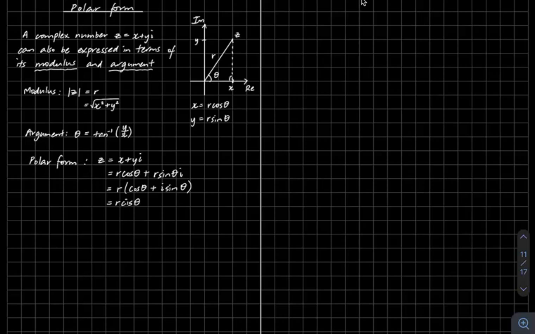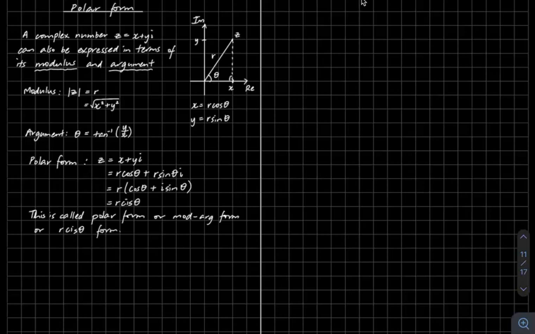So this is called polar form, or mod arg form, or even sometimes just r cis theta form.